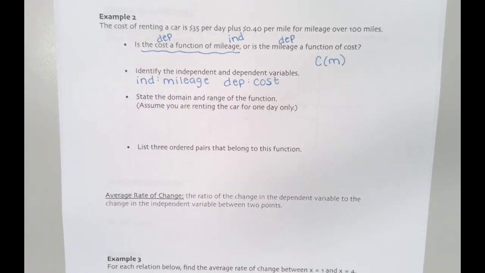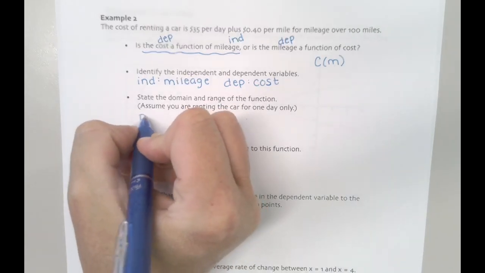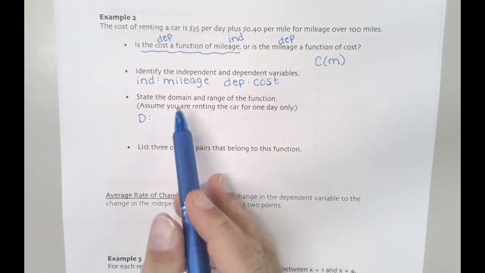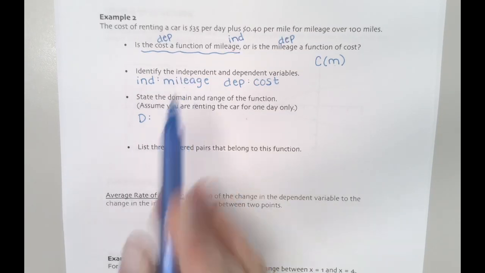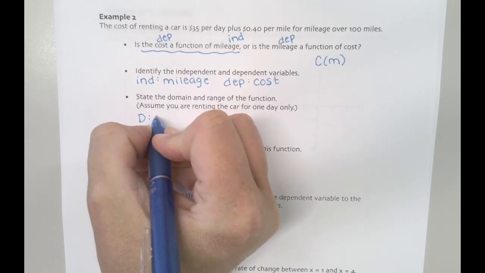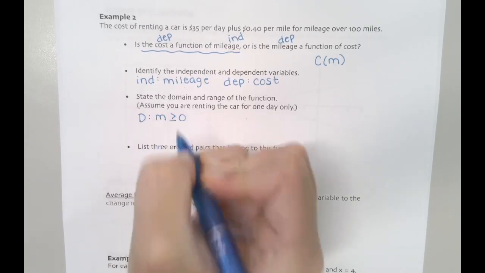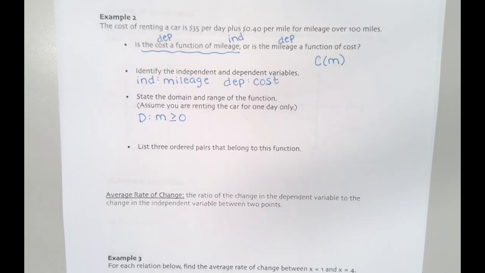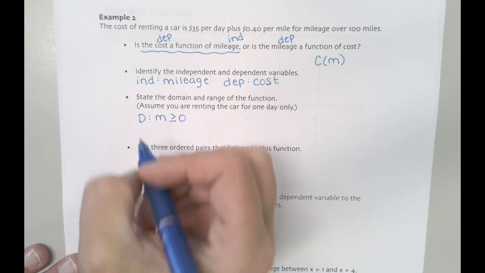Okay, so domain and range. Domain is asking what values make sense for your independent variable. What makes sense for your mileage, okay? And I would say your mileage just has to be something greater than or equal to 0, right? We can have decimals, we can have fractions, you can drive 1/10 of a mile, that all makes sense. You're not going to drive negative mileage, right?